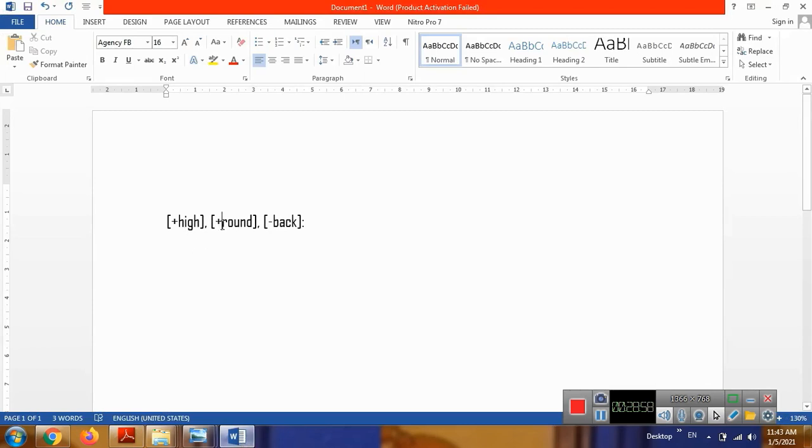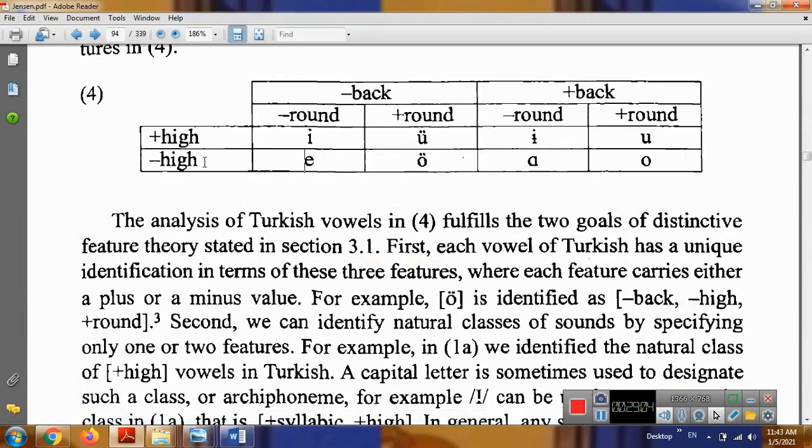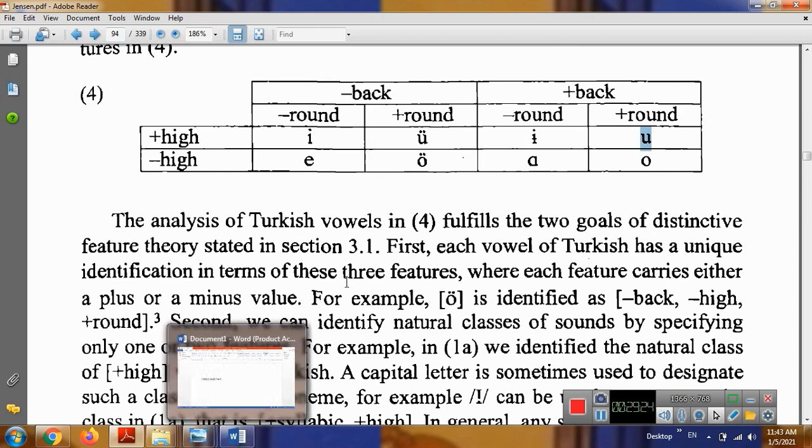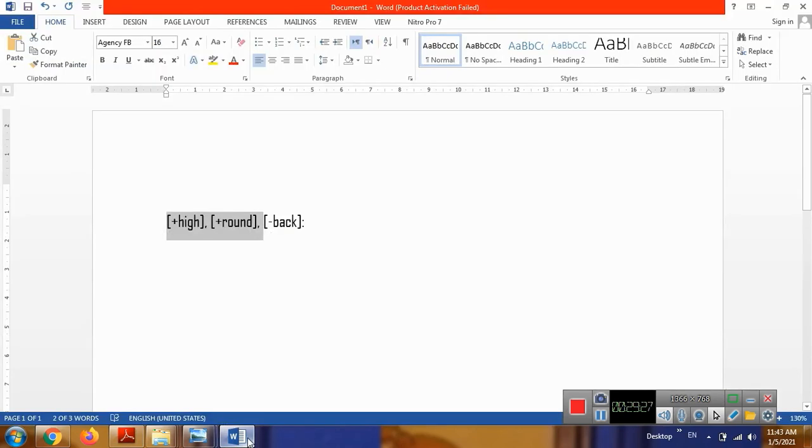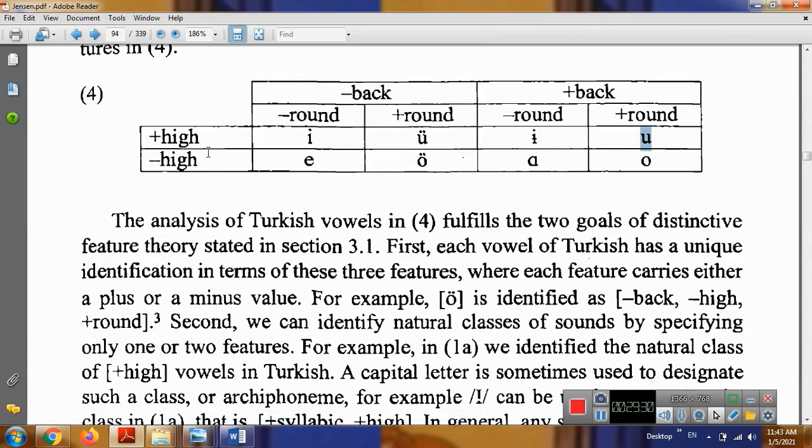But the other feature is plus round. Okay, which vowels are plus high, plus round? Plus high and plus round are U and U. But here we want to find just one vowel, the exact vowel. Minus back. Plus high, plus round, minus back is U.